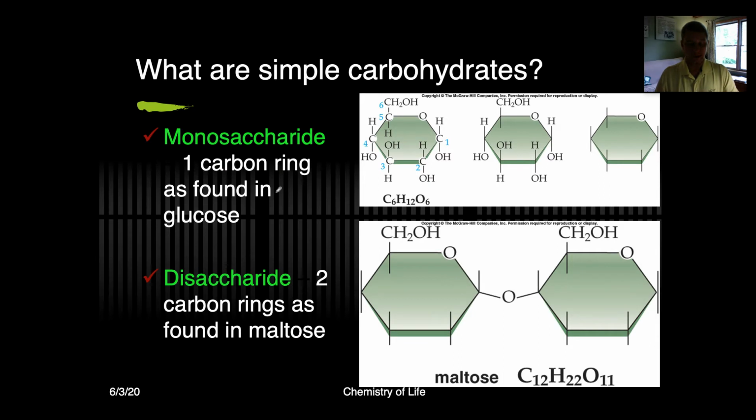Let's look at some examples of simple carbohydrates. All right, in the top picture here, this represents a glucose molecule. Notice that the ratio of carbon to hydrogen to oxygen is 6 to 12 to 6, which, if you think about it, reduces to 1 to 2 to 1. Now, all three of the molecules in this top picture are the same.